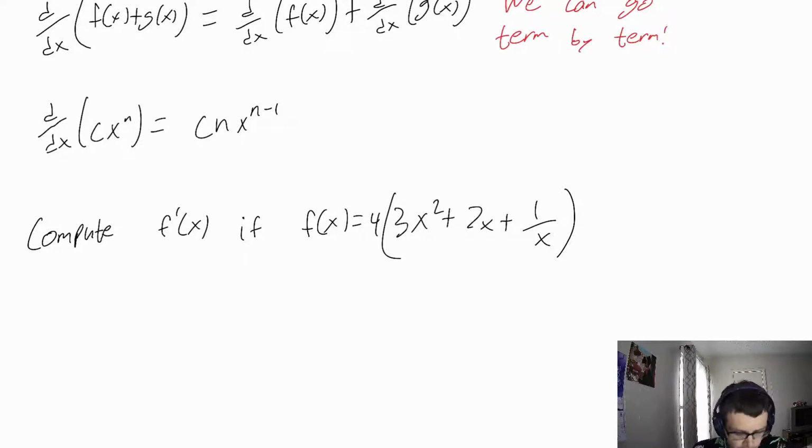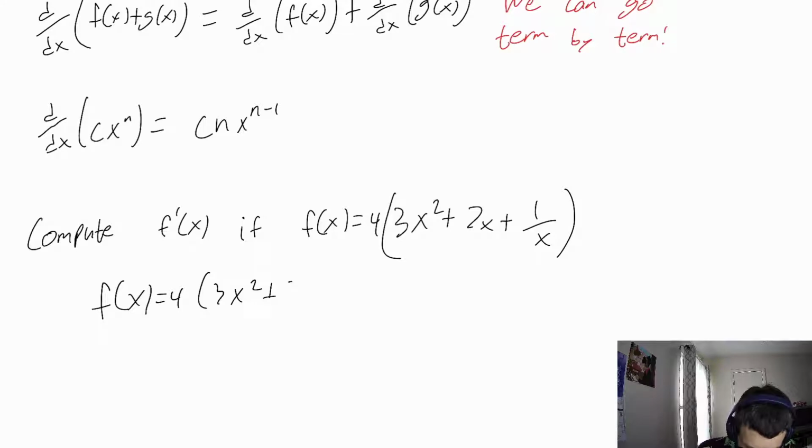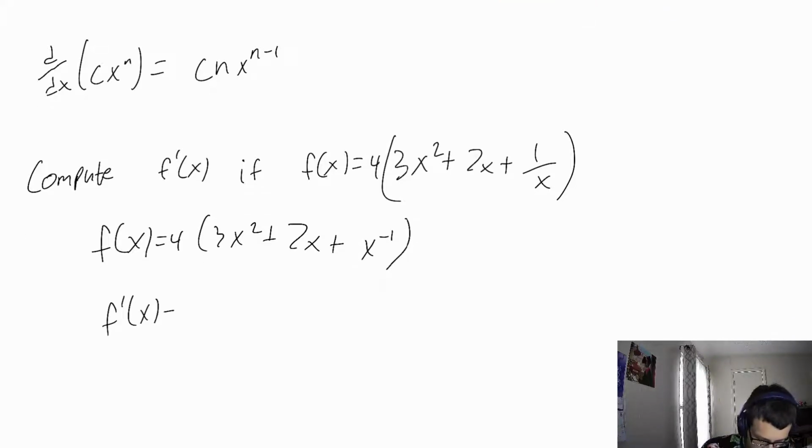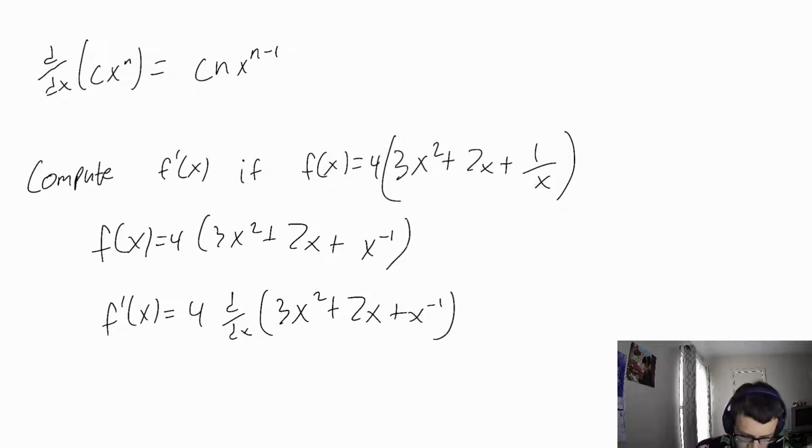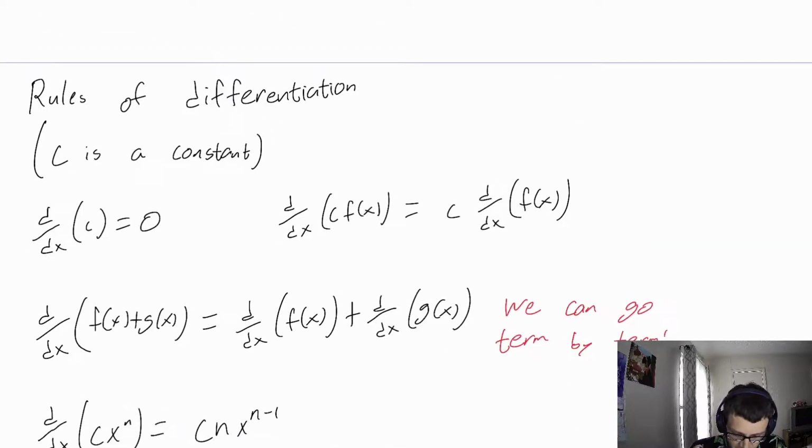Let's compute f prime if f of x is 4 times 3x squared plus 7x plus 1 over x. Because we have this rule here that really helps us if we have something times x to an exponent, it really helps to rewrite everything as exponents. So we have f of x equals 4 times 3x squared plus 7x plus x to the minus 1. And now when we take the derivative, f prime of x is 4 times the derivative of 3x squared plus 7x plus x to the minus 1. And remember, we can bring out this 4 thanks to this rule here.